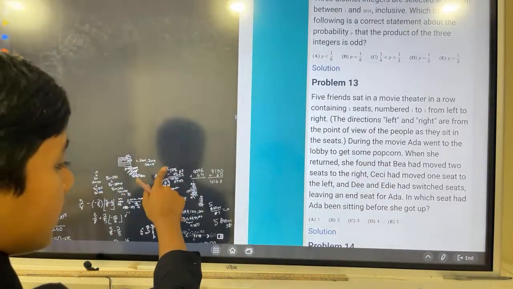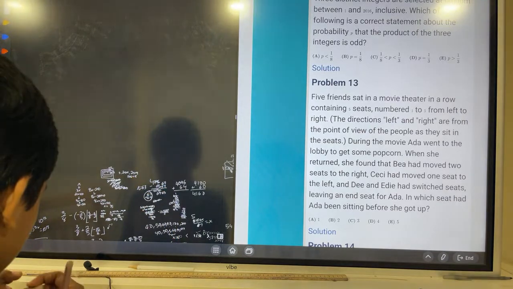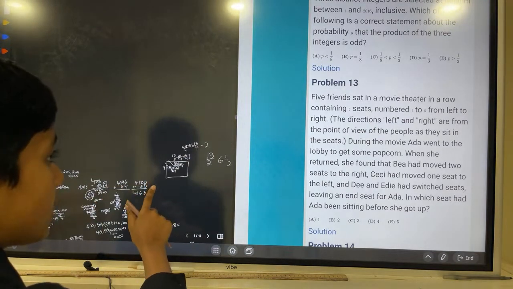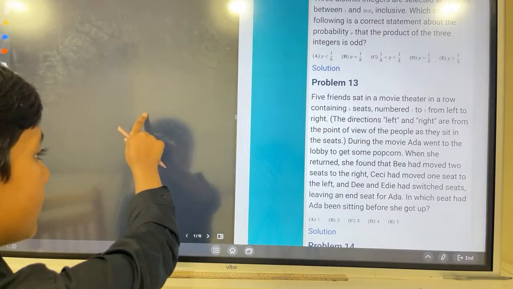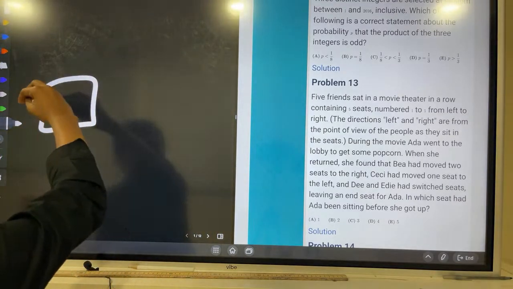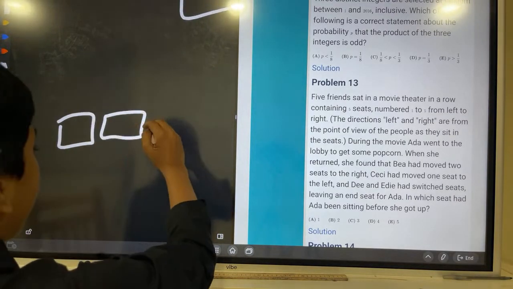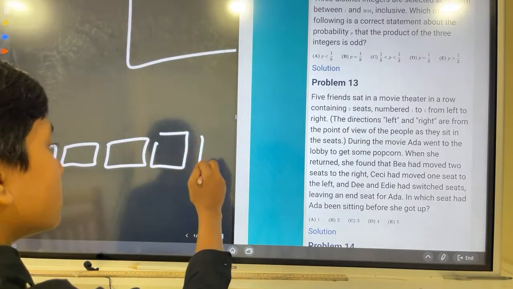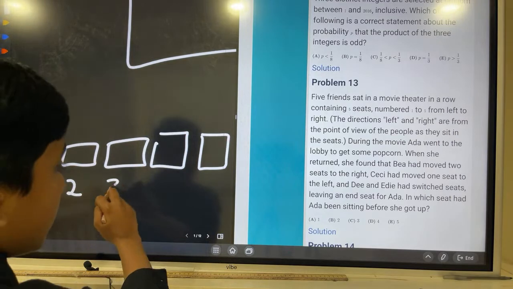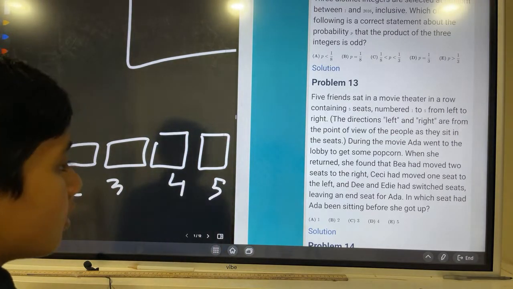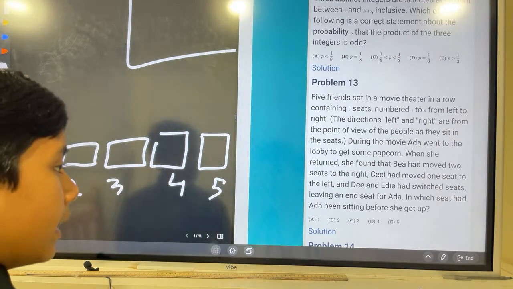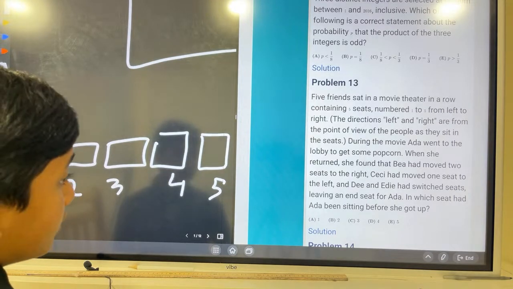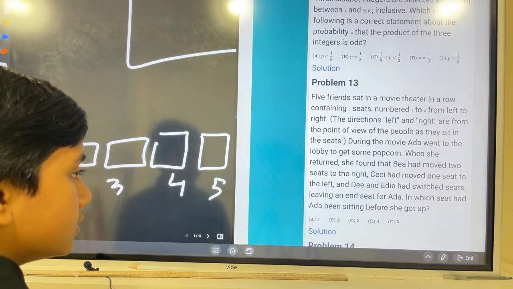Okay, 5 friends sat in a... ouch, that hurt. Movie theater in a row containing 5 seats, numbered 1 to 5 from left to right. 1, 2, 3, 4, 5. Okay. Bea had moved 2 seats to the right. Ceci had moved 1 seat to the left. D and Edie had switched seats.